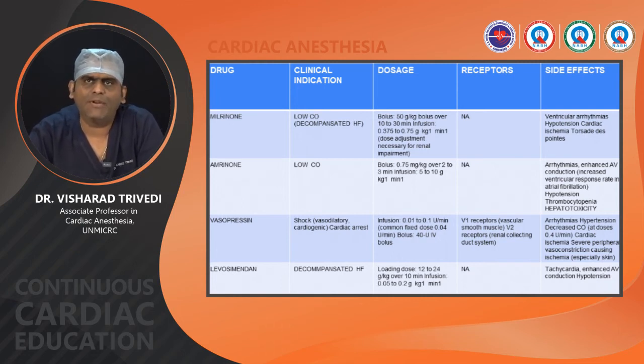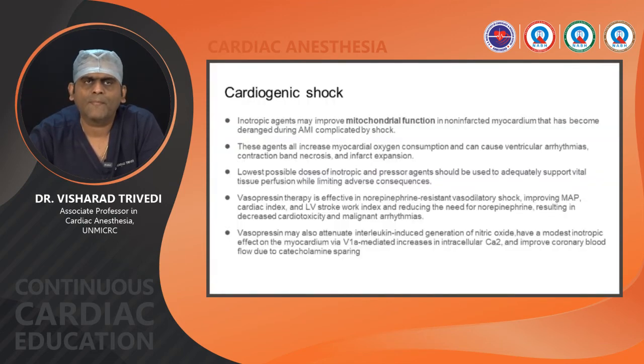Side effects of milrinone are ventricular arrhythmias, hypotension, thrombocytopenia, and maybe sometimes torsades de pointes. Vasopressin we have seen. Levosimendan side effects are tachycardia and enhanced AV conduction. Hypotension can be seen sometimes in levosimendan because of severe vasodilatation.